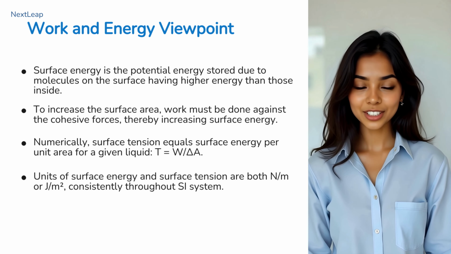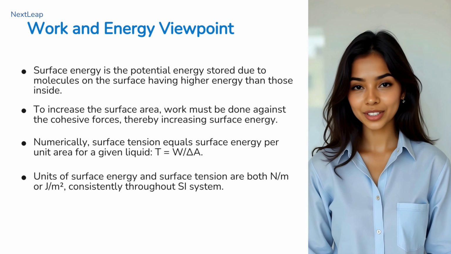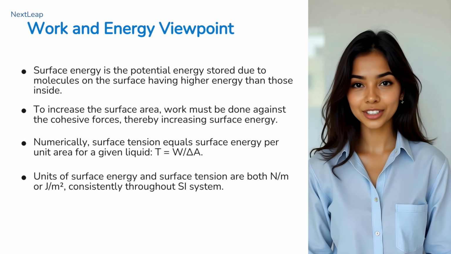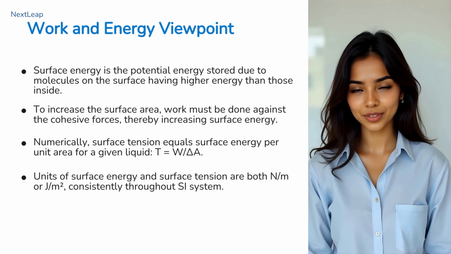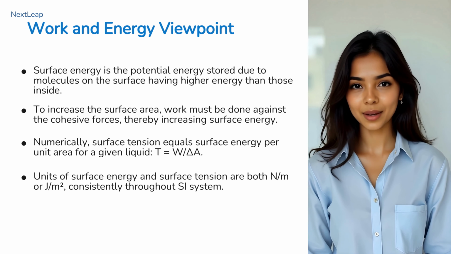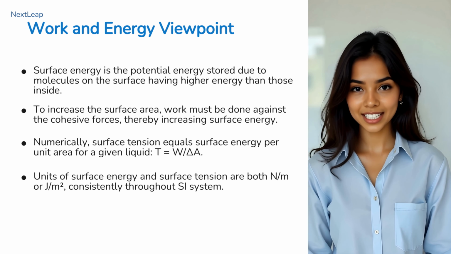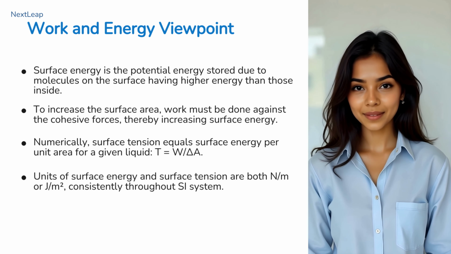Mathematically, surface tension equals the work done to increase the surface area divided by the change in area. In other words, T equals W divided by delta A, where W is the work done and delta A is the increase in surface area.